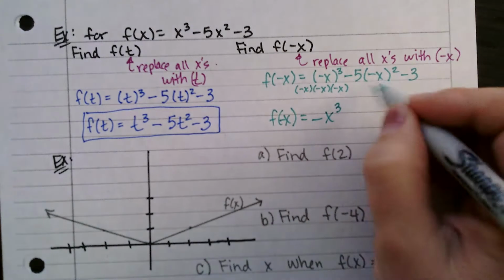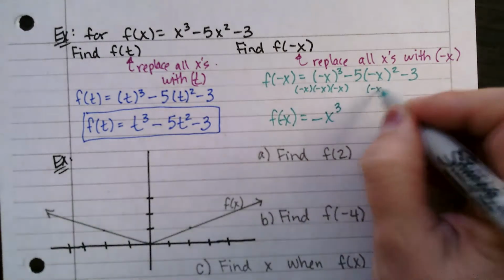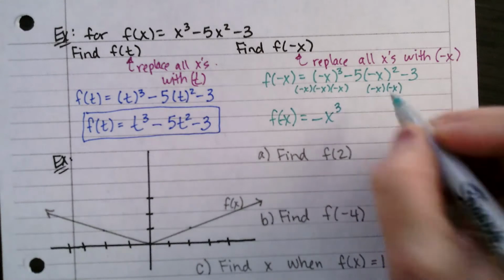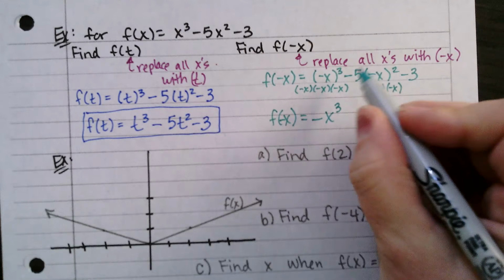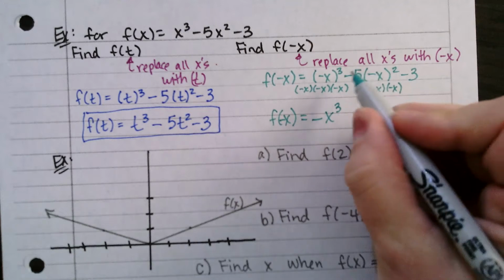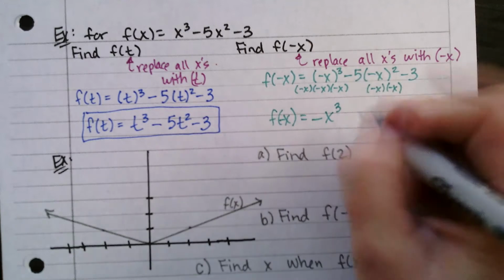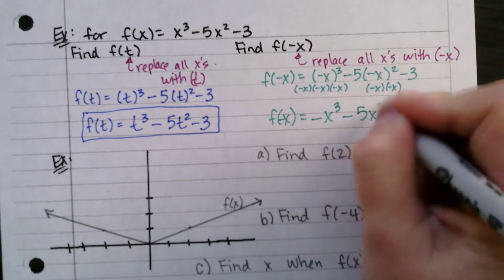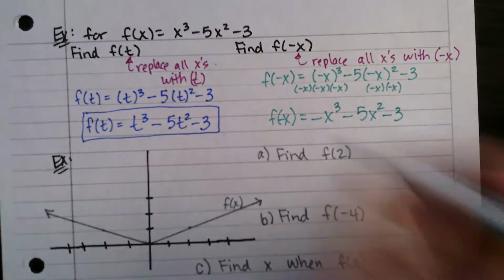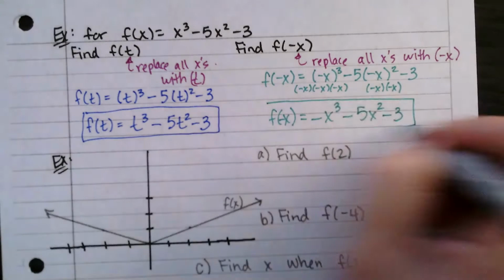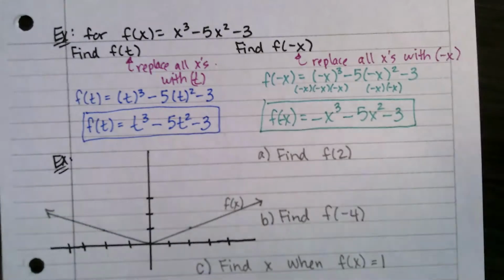And then negative x squared would be negative x times negative x. Negative x times negative x is positive x squared. And then I'm multiplying it times the negative 5 out in front. So that will be minus 5x squared. And then the minus 3 just stays the same. So this would be our answer for f of negative x.